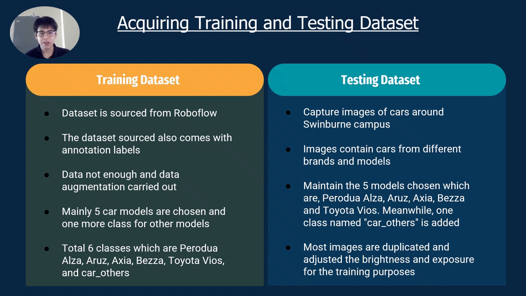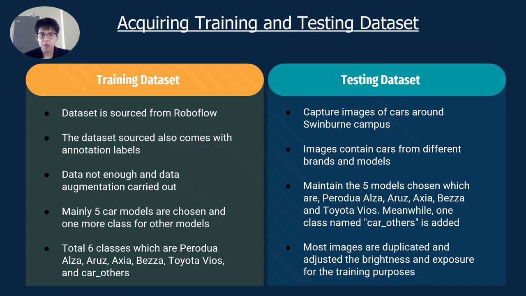So let's talk about how we acquired our training and testing data set. When we first received the project for this unit, we searched through the internet for the training data set. Finally, we found a data set on a website called RoboFlow. The reason we used the data set from RoboFlow is that it already comes with the annotation labels. This means we did not need to carry out the annotation step again.